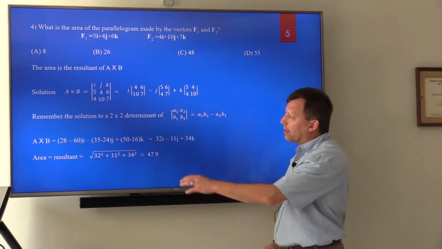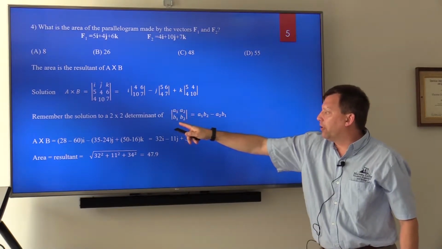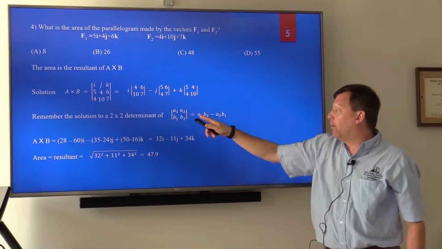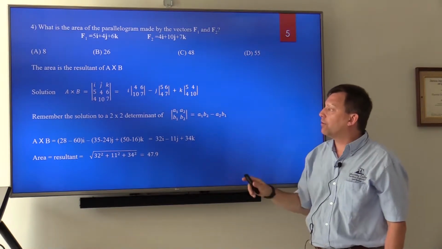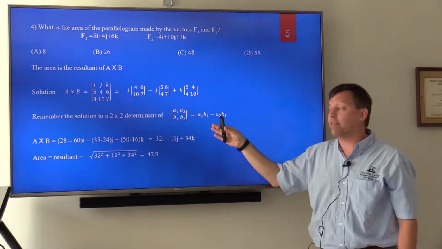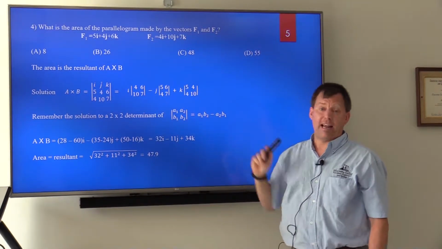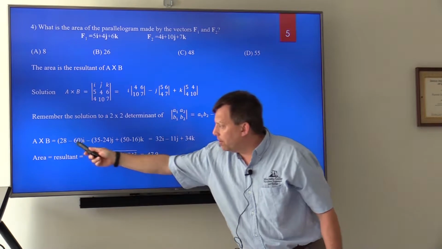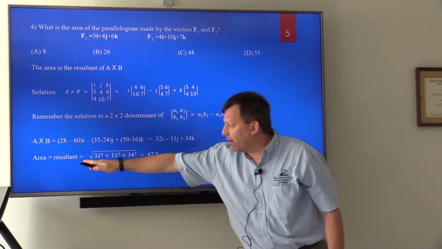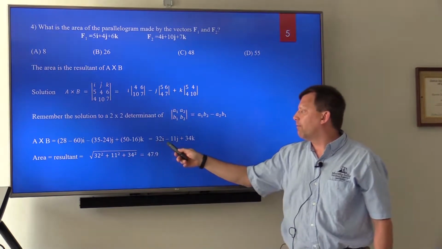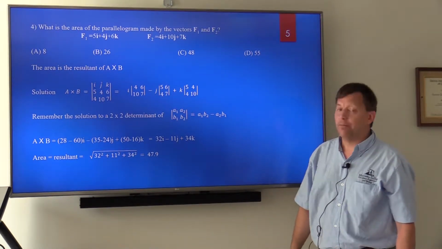And you will remember that the solution to a 2 by 2 determinant is a1 b2 minus b1 a2. Now this is specifically written in the NCEES handbook, so you will not have to remember that. But you do have to remember to expand I, minus J, and K. So when you cross everything out, you end up with this vector here, and the area is the resultant, which is the square root of each of those values squared, and you get 47.9.